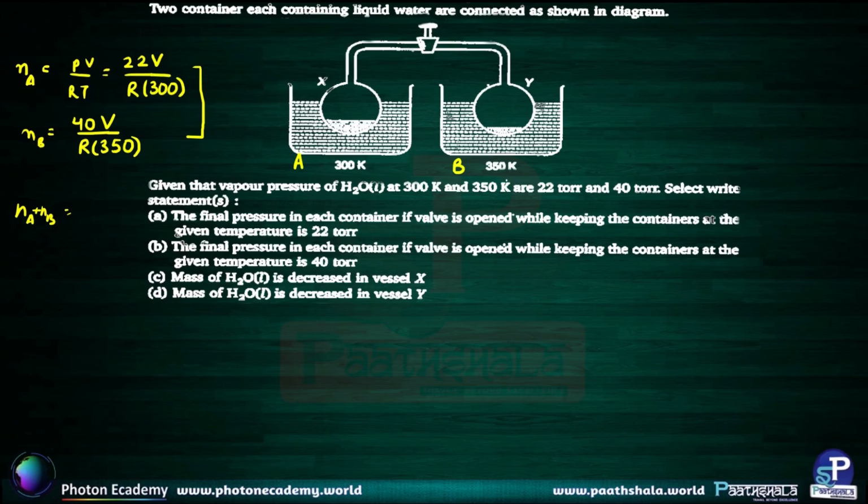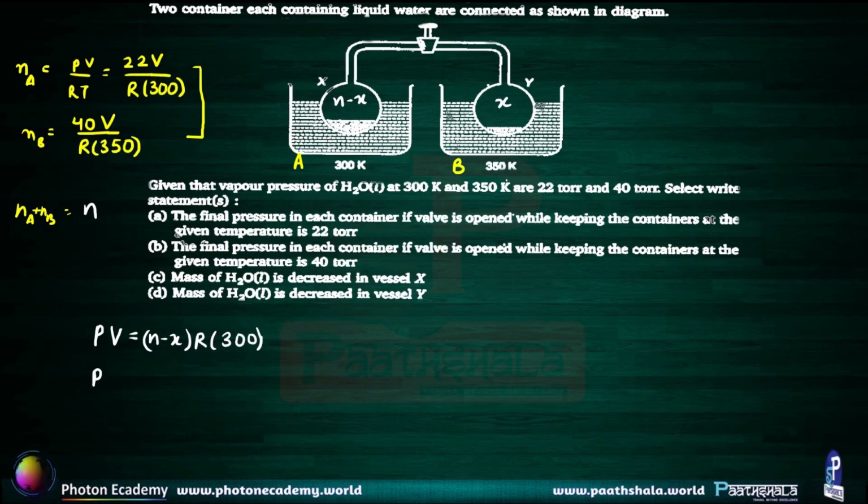Now let's say when the valve is opened, X moles remain in container Y and N minus X go in container X. So we can say that the final pressure times volume is equal to N minus X times R times 300. This will be the equation for container 1, and for the second container it will be PV is equal to X times R times 350. Correct? Let's just divide both of these.